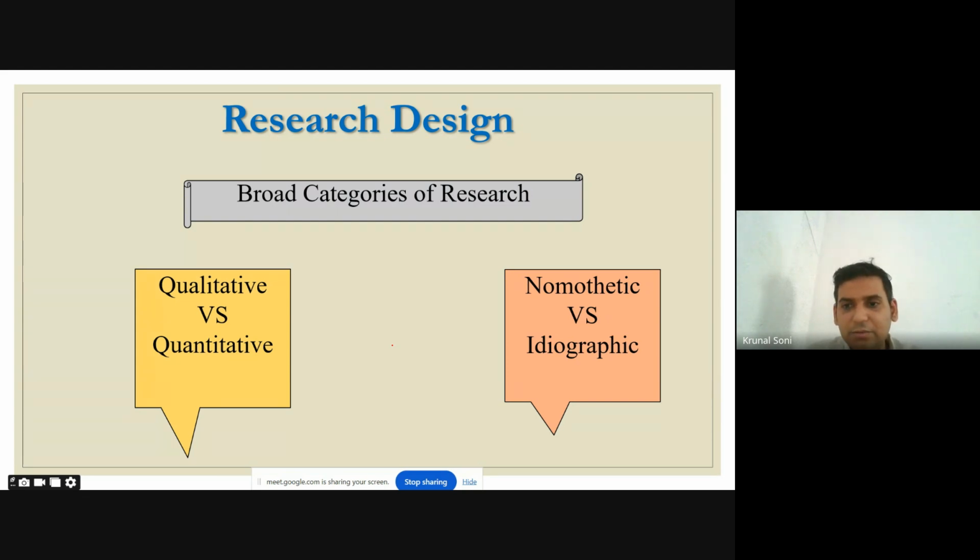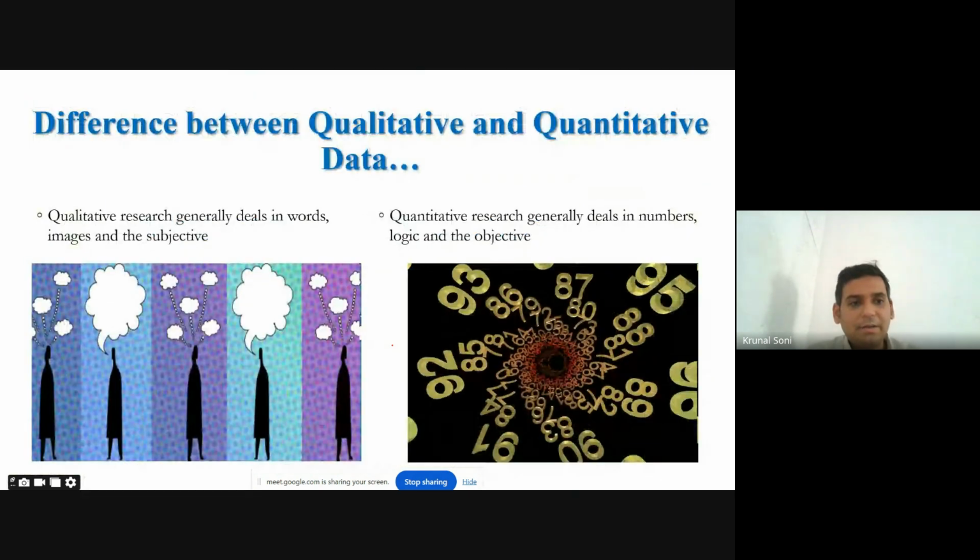Nomothetic is basically studying one particular variable, and idiographic is going for multiple variables, but that is not much applied in social science research. So yes, qualitative and quantitative, you can see this. Qualitative research generally deals with words, images and subjective matters. If I'm giving you this image and asking your opinion, what sort of thought is coming to your mind, people have multiple thoughts, comments, arguments and parameters, right? That is how you can have some thoughts on that.